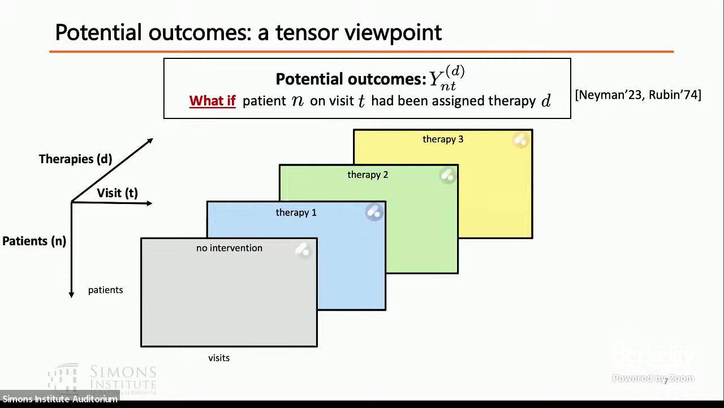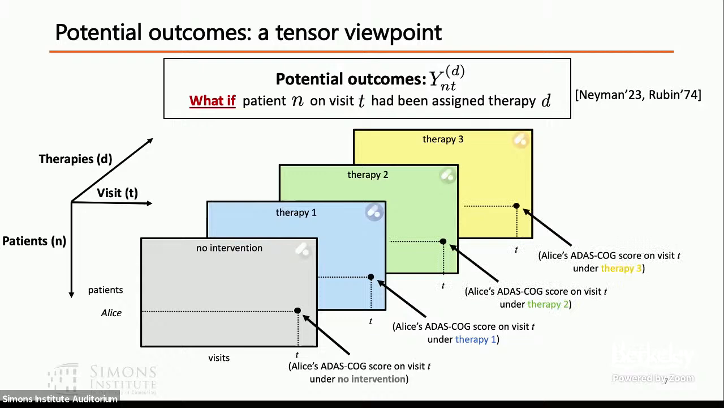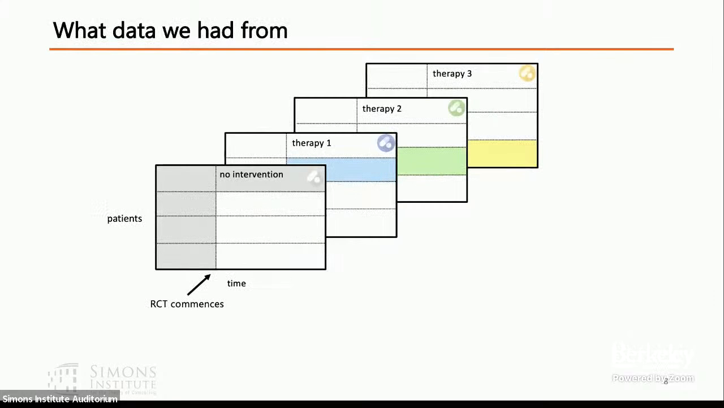So say there's some patient Alice. The first point here would be Alice's ADAS-COG score on visit t under no intervention. The second point would be Alice's ADAS-COG score on visit t under therapy 1, and so on and so forth. Right? If you had access to this entire tensor of potential outcomes, you'd be done. You could answer the question of what would happen to each patient under each therapy. But that's not how your data actually looks. This is the data we actually had from the company.